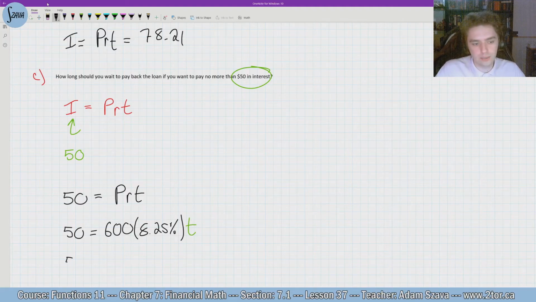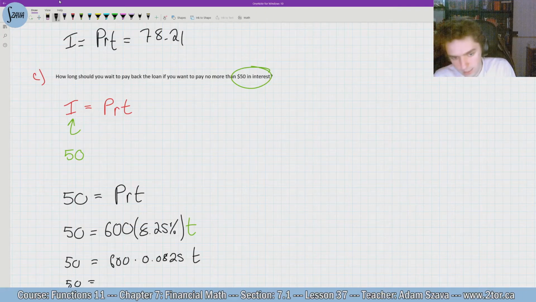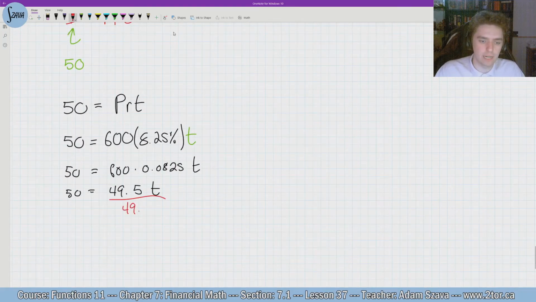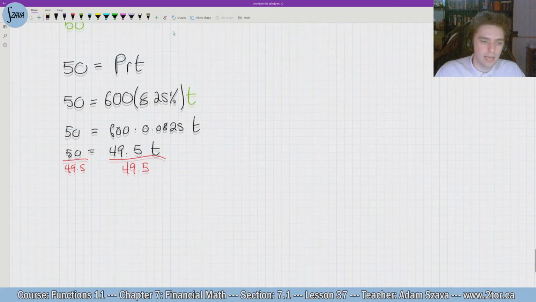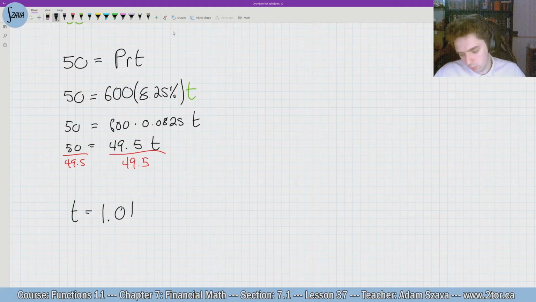So what we're going to do is, first of all, just multiply these two numbers together here. So 50 equals 600 times 0.0825 times T. So 50 equals 600 times 0.0825, which is 49.5 T. And then I just want to divide both sides by 49.5, and that's going to let me solve for T. So T equals 50 divided by 49.5, and I get 1.01. And now 1.01 what exactly?